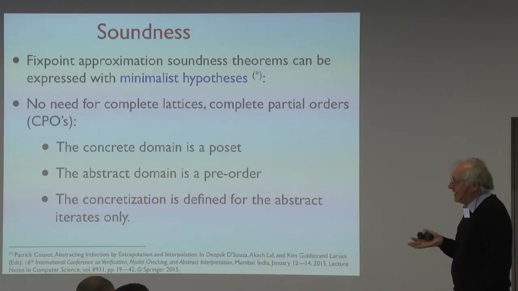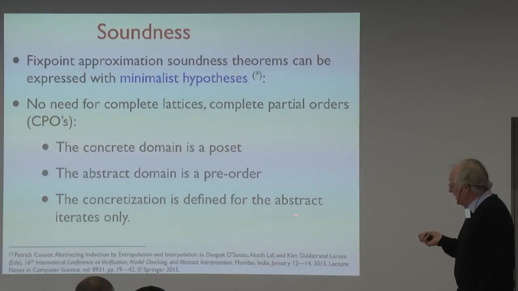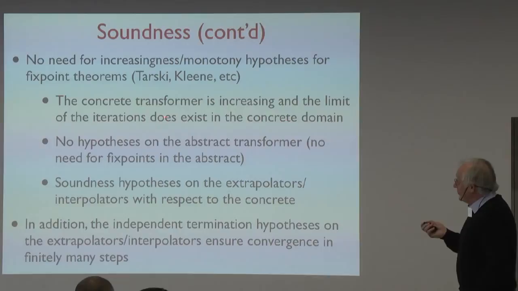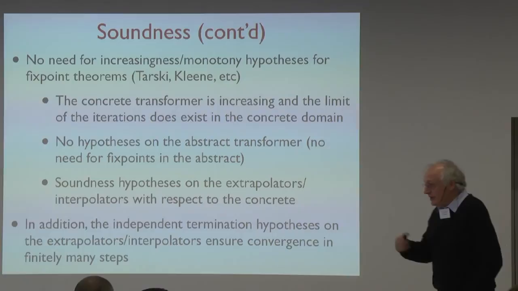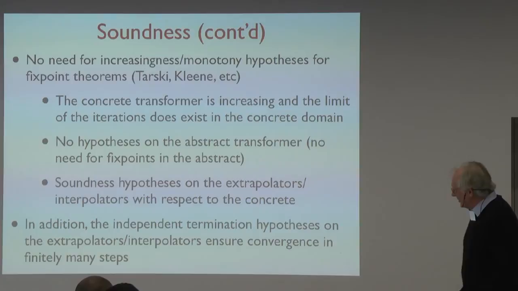Then the abstract domain can only be a pre-order, and the concretization is the only thing you need. It doesn't need to be defined everywhere. It needs to be defined only for the iterates. Then the concrete transformer is increasing, but there is no need for any hypotheses on the abstract transformer. In particular, when you have nested loops, the inner loop might contain widening. This will not be increasing. So the outer loop transformer will not be increasing. And so it's useless to have this hypothesis on increasing.